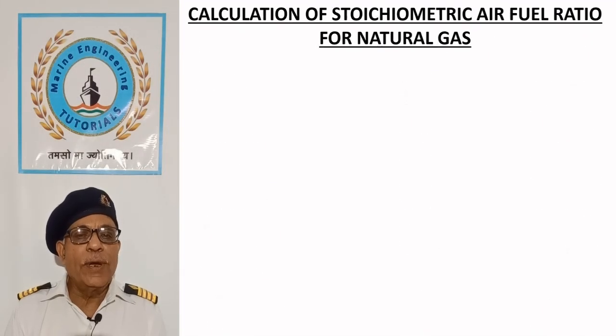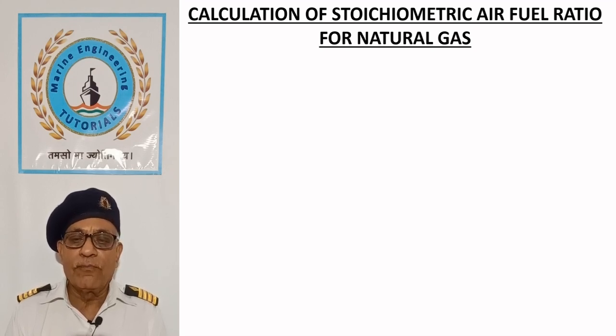Calculation of stoichiometric air-fuel ratio for natural gas. The stoichiometric air-fuel ratio is calculated on the molecular level. The stoichiometric ratio gives the exact amount of air required for complete combustion of any fuel. Actually, about 10 to 20% of excess air is additionally required for efficient and complete combustion of fuel.